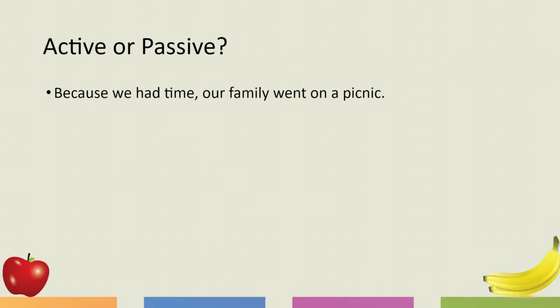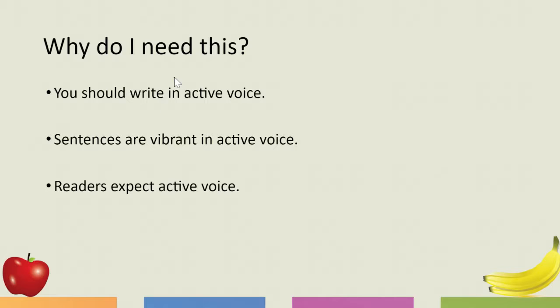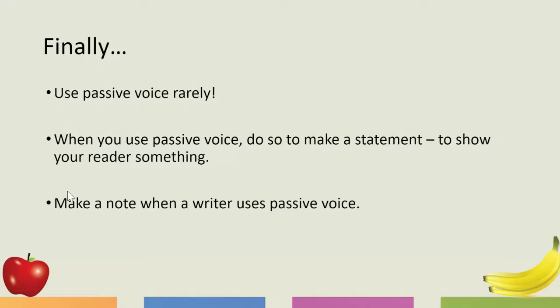Because we had time, our family went on a picnic. So it's an active voice. Why do you need this? Well, you as a writer should be practicing writing in your active voice. It tends to exude more action, more feeling, and be more direct. And honestly, in basic writing, story writing, and academic writing, active voice is expected. So, like I said, use your passive voice rarely to make a statement. And make a note when you see writers using it. Figure out why they're trying to distance the subject from the action.